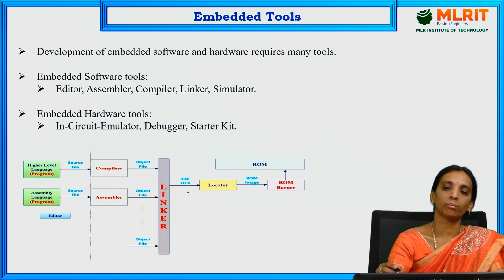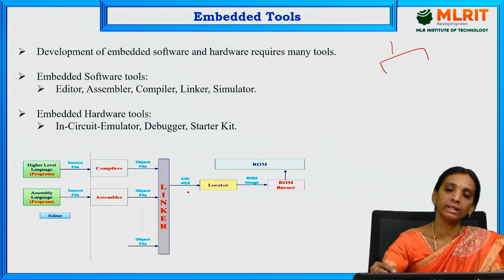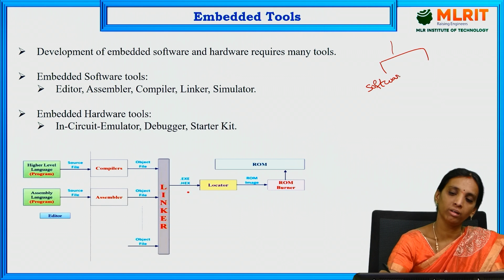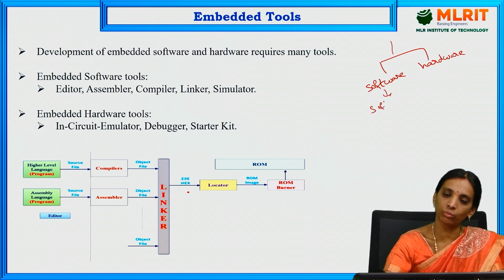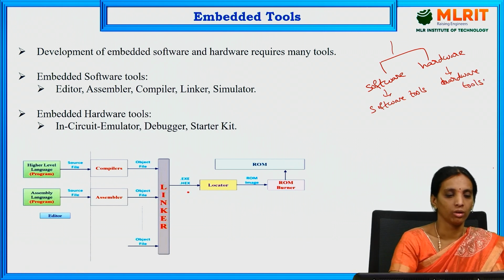In embedded systems we know that an embedded system is mainly a combination of both software and hardware. Therefore, the embedded tools are also divided into embedded software tools and embedded hardware tools. So what are the embedded software tools? What are the embedded hardware tools?